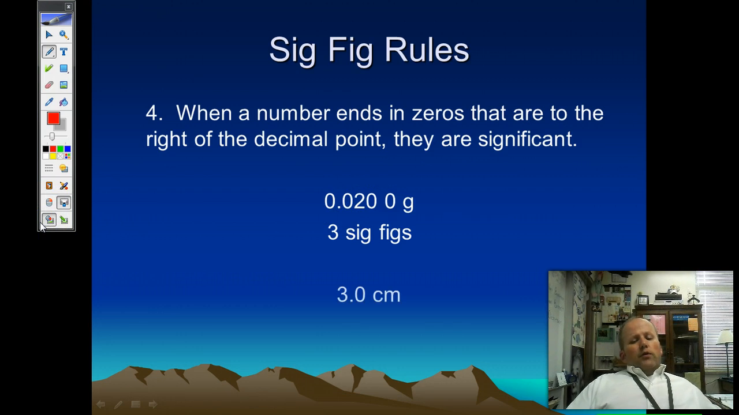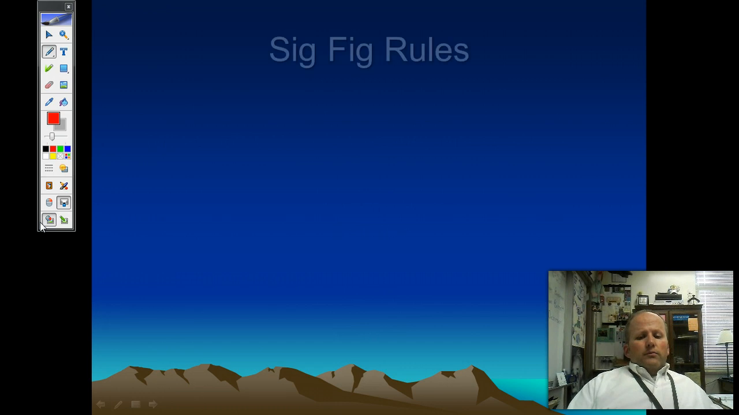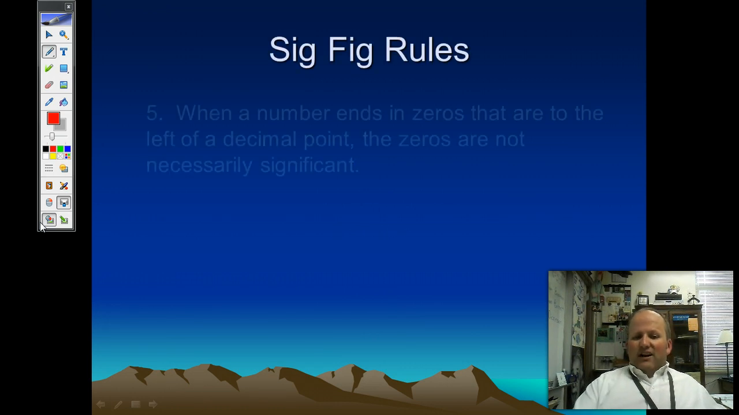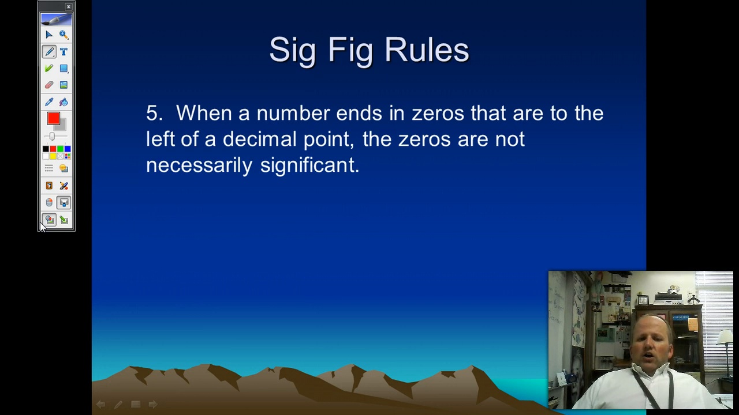Next, 3.0 centimeters. And how many sig figs does that have? The answer is 2. And then 3 more slides, but it's because of Rule 5. When a number ends in zeros that are to the left of the decimal point, here's the fun thing, the zeros are not necessarily significant. They might be, they may not be, we can't tell.